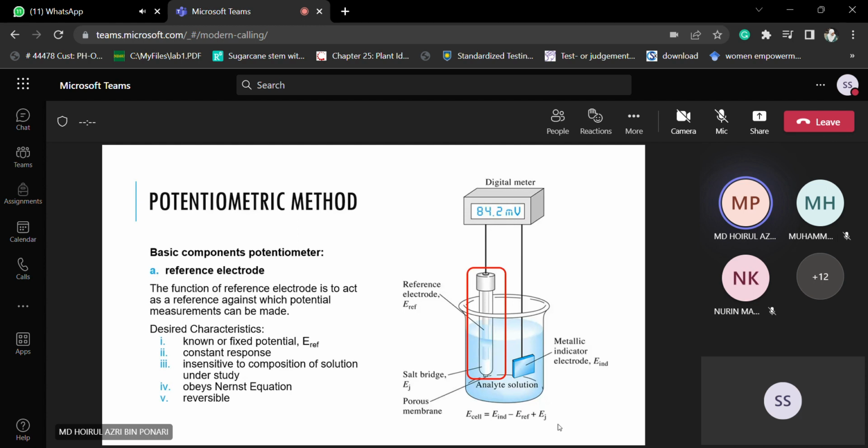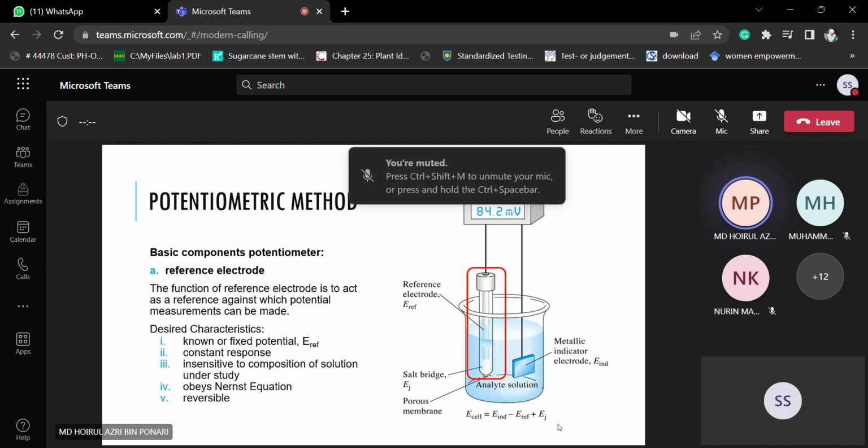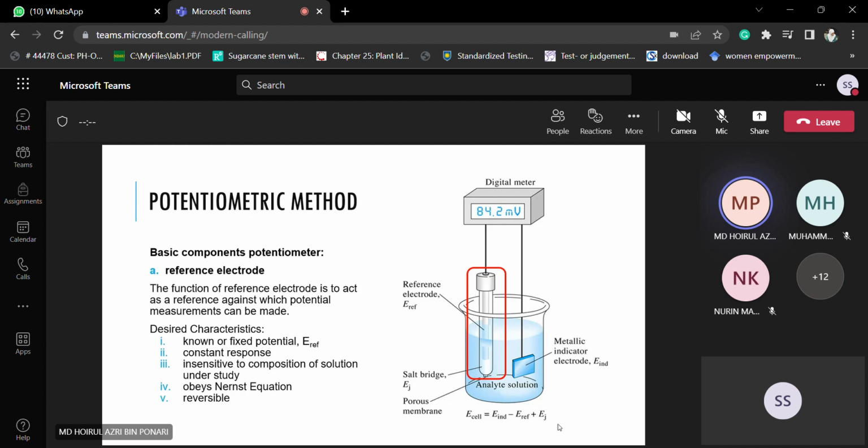It must have a known or fixed potential, okay? We know its potential. What is the meaning of potential? The electrochemical potential, okay? And then it has a constant response, okay? What is meant by constant response? Okay, for example, we want to measure pH. It must respond to hydrogen ions. It will not respond to any other ions, okay? And then it is insensitive to the composition of the solution under study, okay? So it must be very insensitive to the compositions, okay?